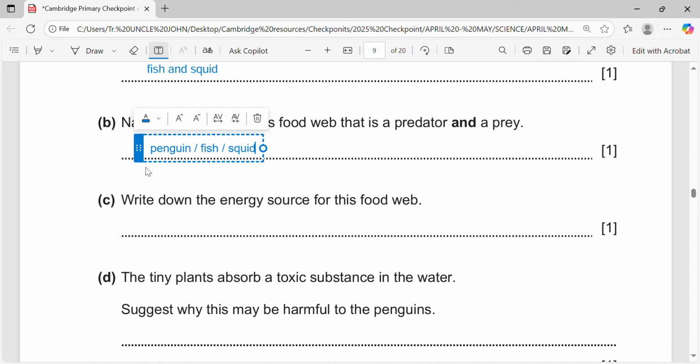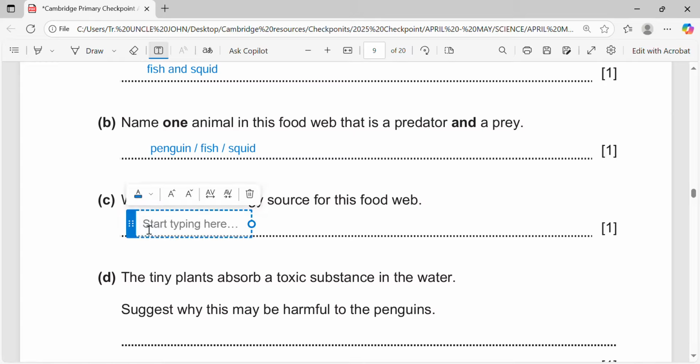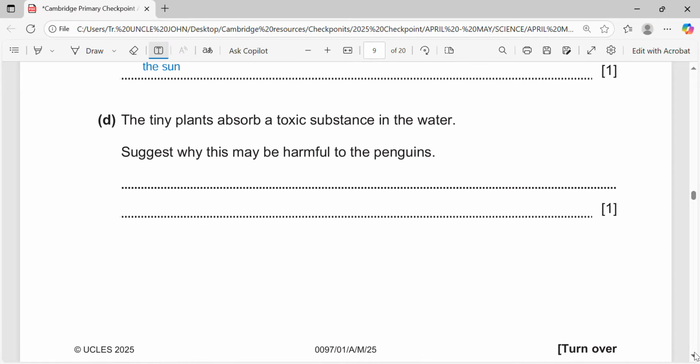C. Write down the energy source for this food web. The energy source for this food web is the sun. The sun. D.